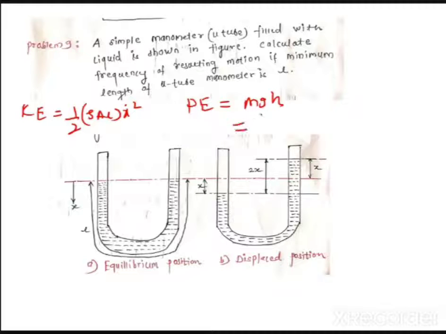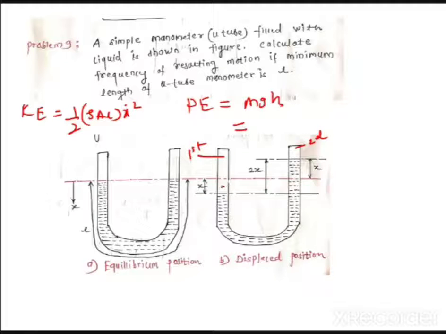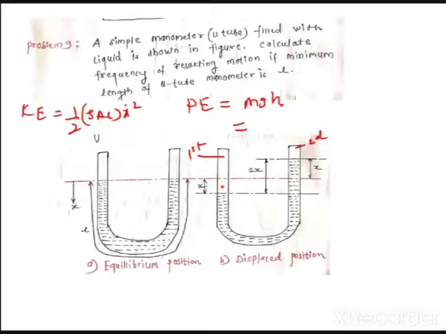Now let us see what is m and what is h. First of all, guys, try to understand that you have two tubes. This is the first tube, this is the second tube. In both the tubes, let us say this is x. x is the amount of fluid displaced. Where will the CG be here? CG will be at x by 2. So this is the G point.